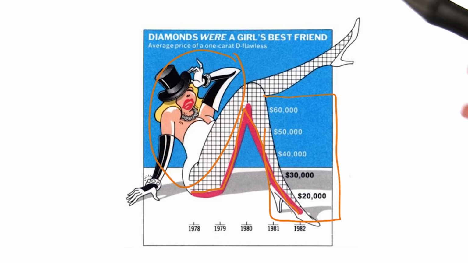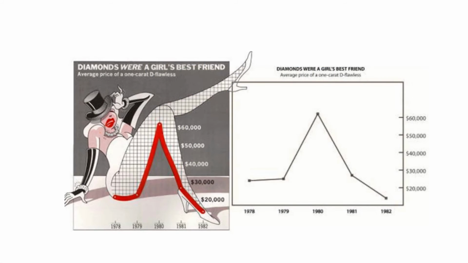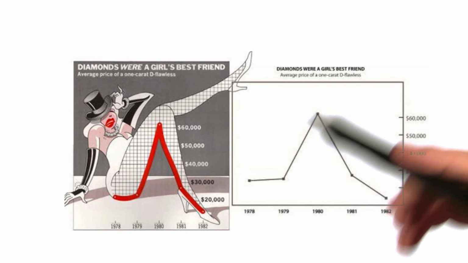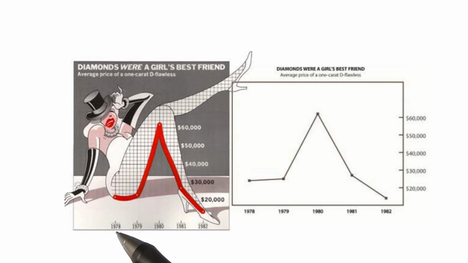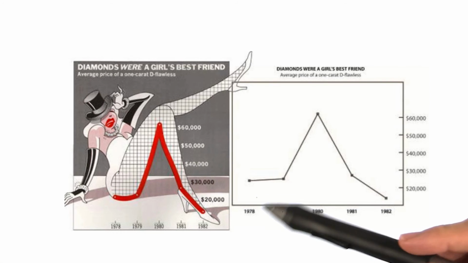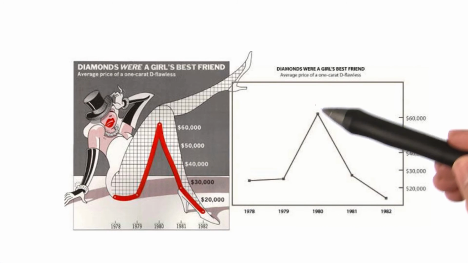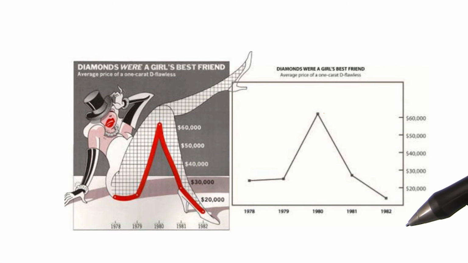Let's look at an example of how we can improve this visualization to make it something that is much more clear. Here we see the same visualization without the woman, showing the price of diamonds between the years of 1978 and 1982. By removing the elements such as the picture and the grid lines, and putting standard axes for both X and Y, we can see the same information much more clearly. We've also added dots to indicate the data points for each of the X and Y values.